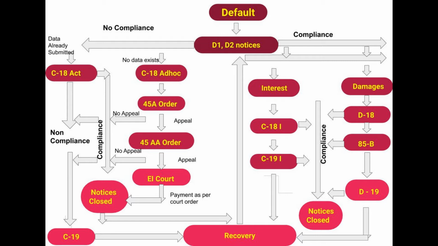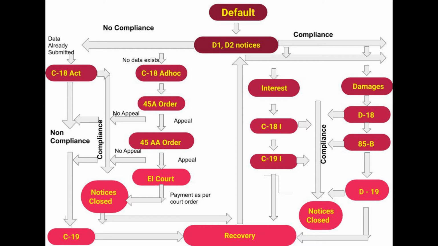In the same way, once C18 ad hoc is issued, a personal hearing is given to the employer. Based on the personal hearing and the record produced, a 45A order is passed. If it is complied, then no action; interest and damages are recovered till the date of payment. If it is not complied, a C19 notice is issued. C19 takes care of recovery procedures, and once the principal is received, interest and damages are recovered. If you appeal the 45A order, after the hearing, an order under section 45AA is issued. If it is complied, no action, only interest and damages are recovered. If it is not complied, it goes to C19. Once C19 is issued, recovery is made, and then interest and damages are recovered till the date payment is received.